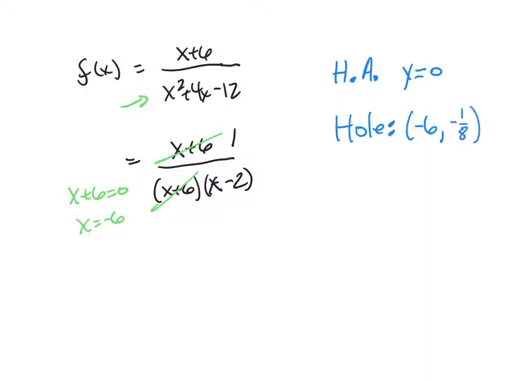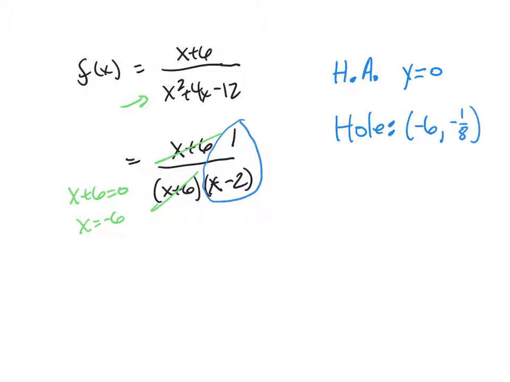I'm throwing that extra little piece of information in. This is the y value that should have a point there, but in this case there's a hole there. And just remember that you can't figure out the y value until after you cancel stuff out. So I use this function to calculate that 1/8.